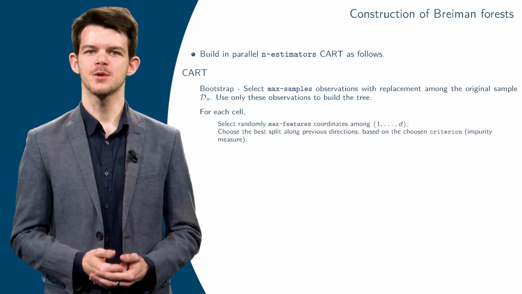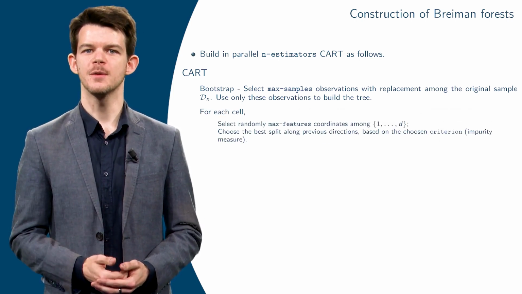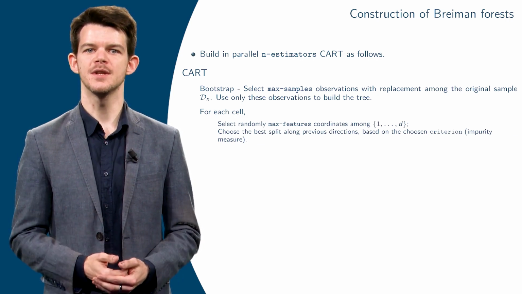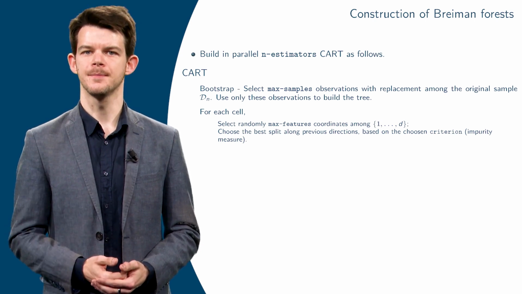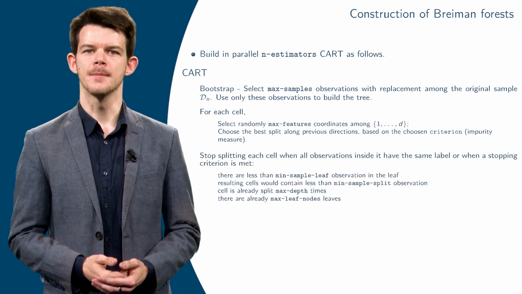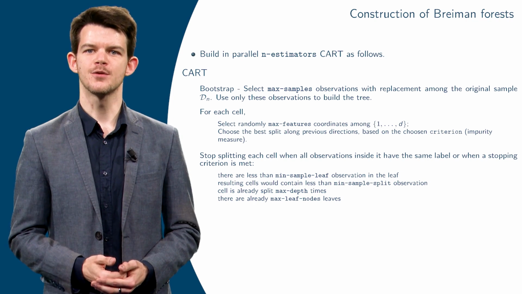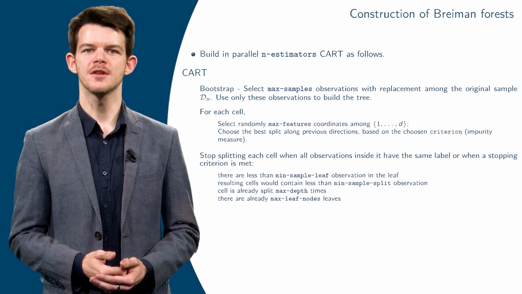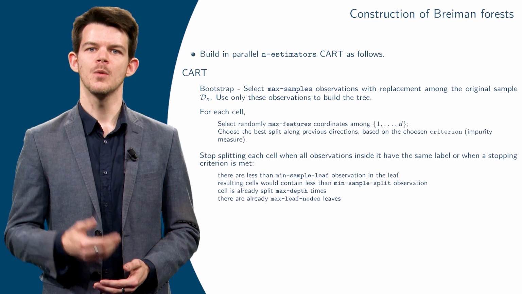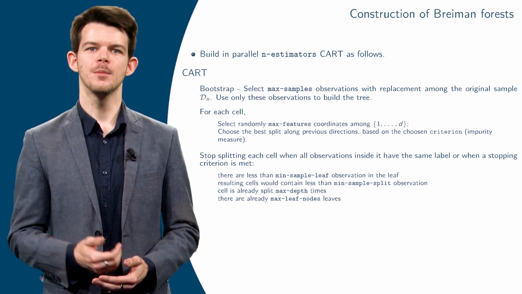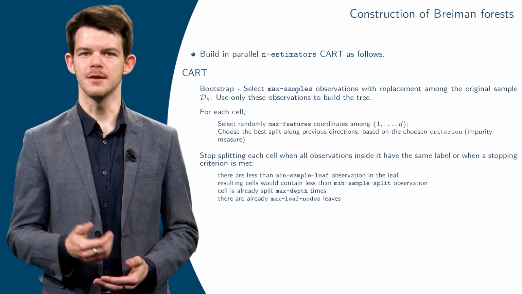In each cell of each tree, a number max_features of directions are selected uniformly, and the splitting criterion based on the impurity criterion is optimized according to these directions only. The construction is stopped when there are either fewer than min_samples_leaf observations in the cell, when the cells that would result from a cut contain fewer than min_samples_split observations, when the cell is already cut max_depth times, or when the number of leaves exceeds max_leaf.